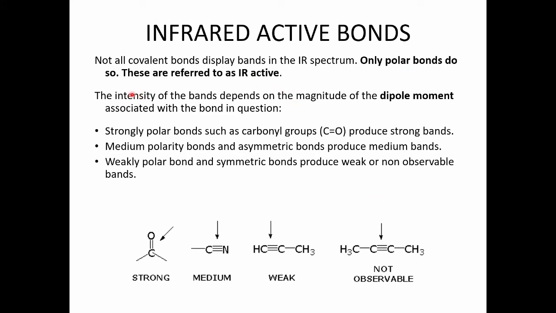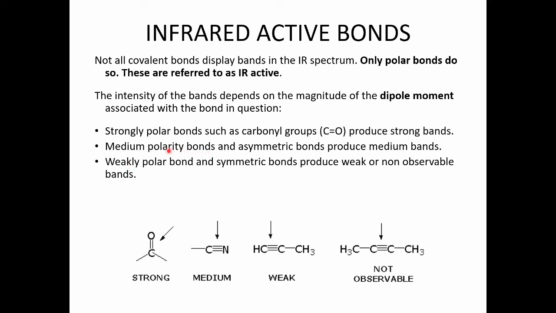Only polar bonds, so not all covalent bonds, display on the IR spectrum. Only polar bonds are able to, and these are referred to as IR active. This means that the bands depend on the magnitude of the dipole moment. So strongly polar bonds, such as carbonyl groups, will produce strong bands. Medium polar bonds and any asymmetric bonds produce medium bands, and very weak polar bonds and symmetric bonds provide weak or no bands at all.